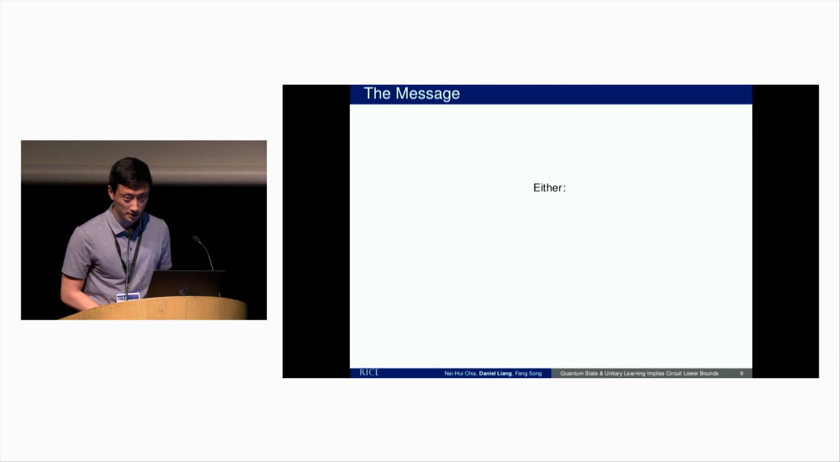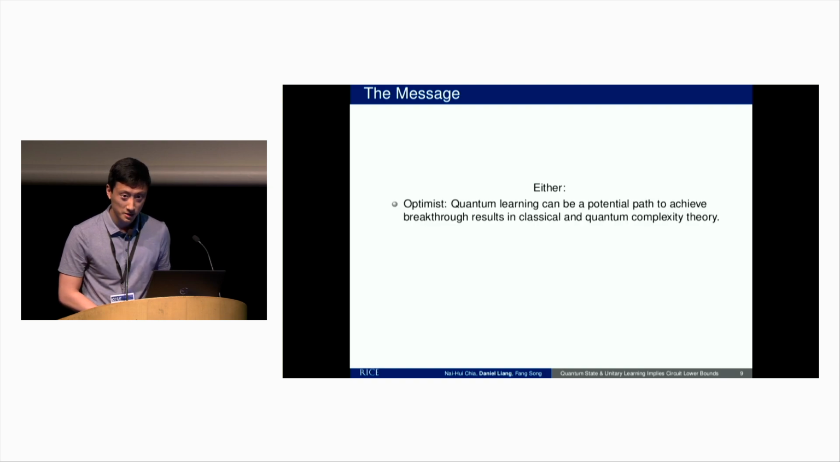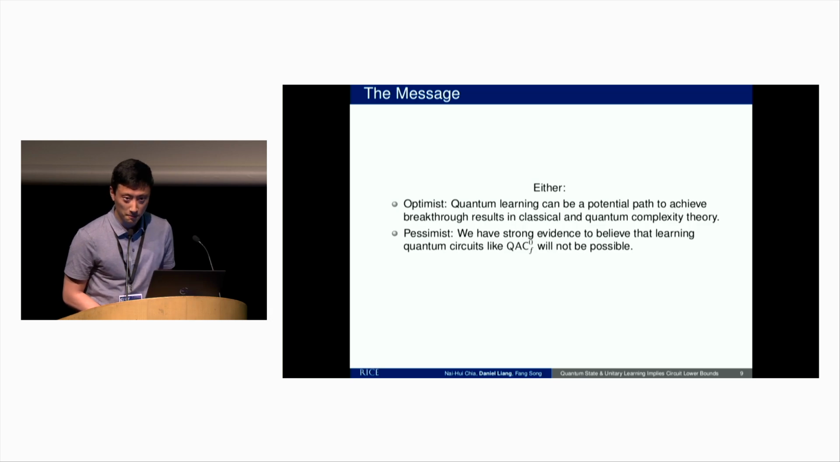And so just to summarize the result, there's sort of an optimistic view and a pessimistic view of this. The optimistic view is that quantum learning can be a potential path to achieve breakthrough results in classical and quantum complexity theory. So not only are these circuit classes useful and interesting to learn in their own right, but they would also come with a bunch of other interesting results for other fields that I think you should be aware of. Unfortunately, the pessimistic viewpoint is that we probably cannot learn these things. This is similar to how we probably cannot learn TC0 classically because it contains things like learning parities with noise and LWE.